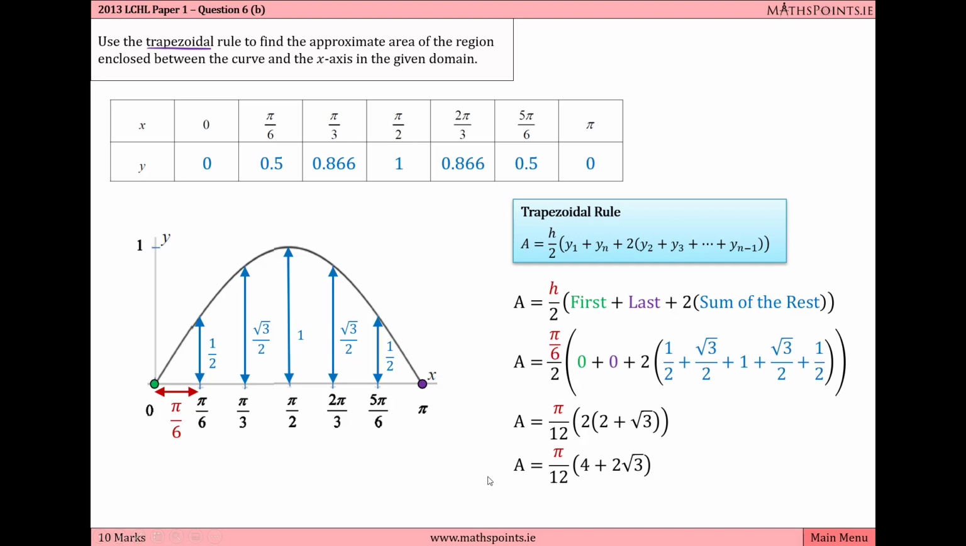So we'll throw this into the calculator to give an estimated region for the area between the curve and the x-axis as 1.95407 units squared.